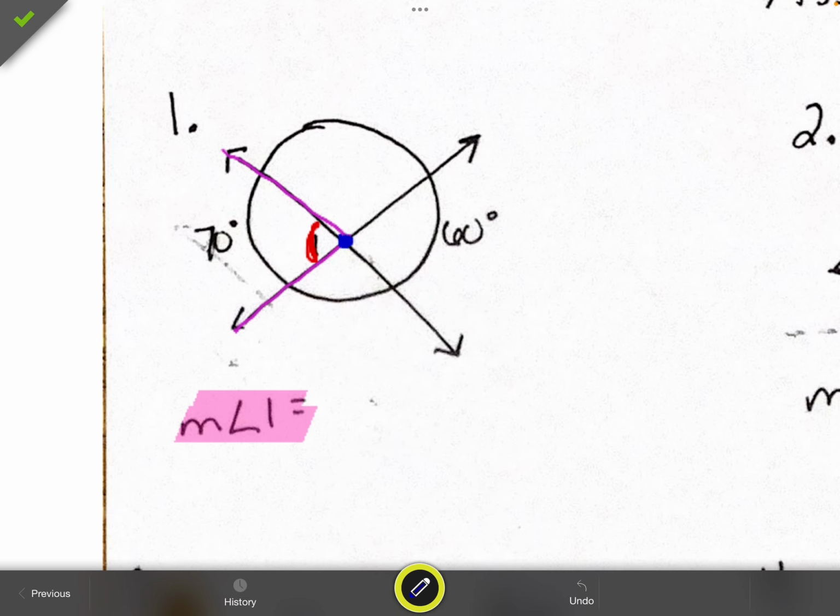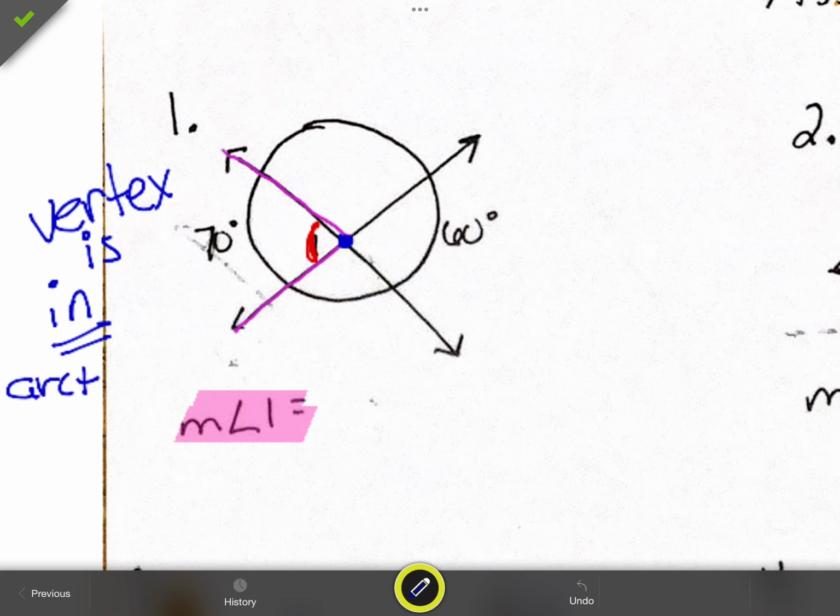So where is my vertex? Center, in, on, or out. If you look, your vertex is just inside. It's definitely not in the center. So your vertex is in your circle. Our formula for in is arc plus arc divided by 2.